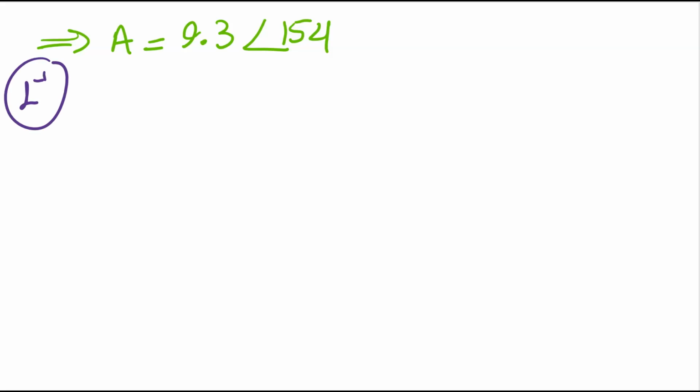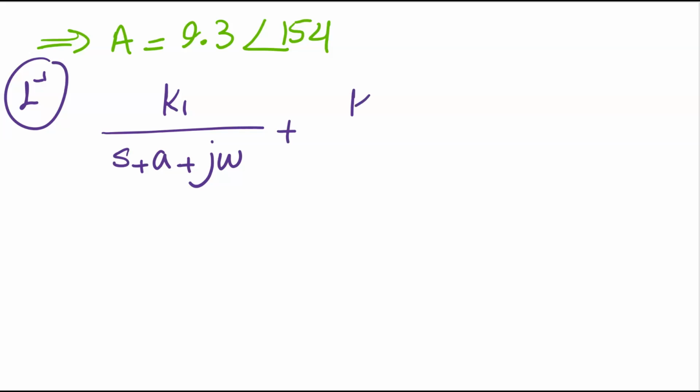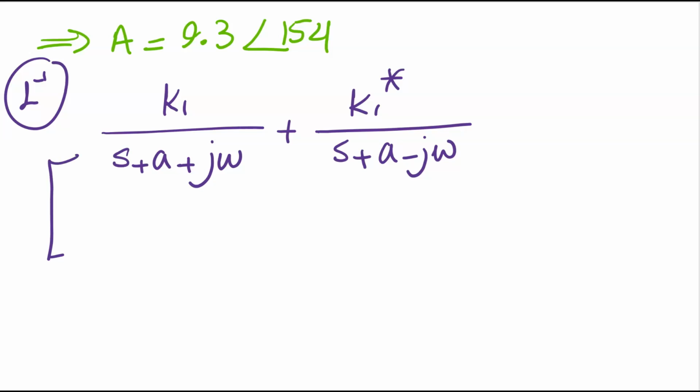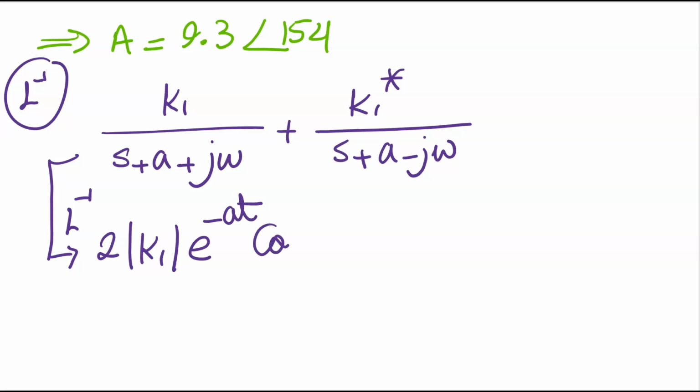For the Laplace inverse transform, whenever you have something in this form, for example, k1 over s plus a plus j omega plus k1 conjugate over s plus a minus j omega, then the Laplace inverse in the time domain for this function is going to be 2 multiplied by the magnitude of k1 multiplied by e to the minus at multiplied by cosine of omega t plus the angle of this k1. So we need to know what this numerator is, what a is, the real part of our roots in the denominator, and what the imaginary part is. Let's see what they are.